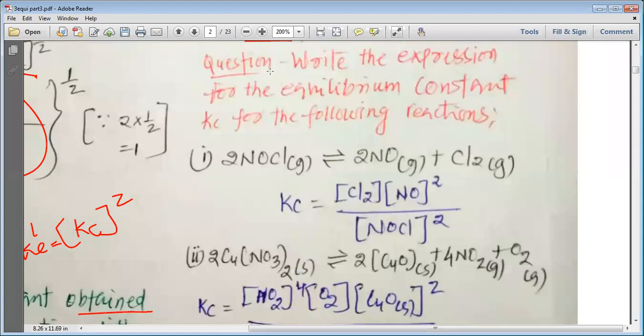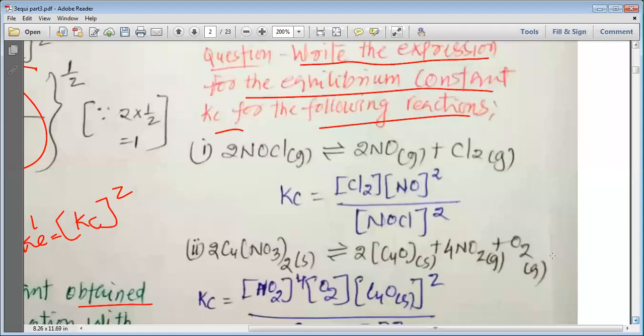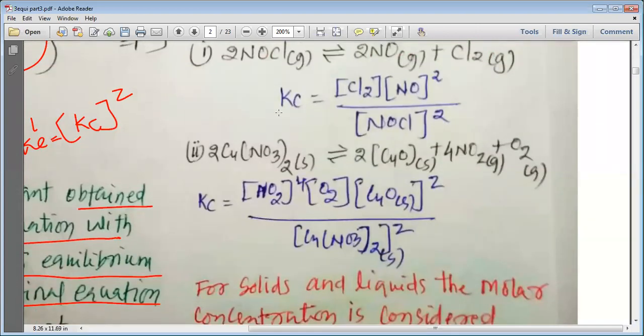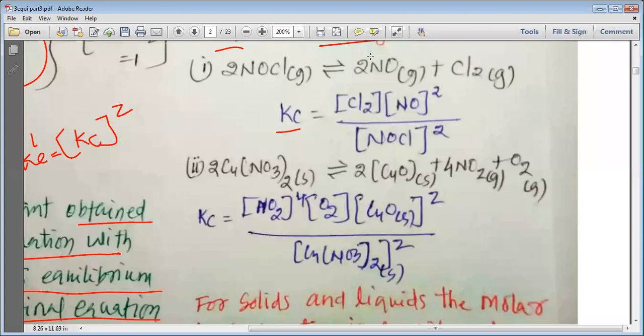Okay. Yes. Chaliye. Then let's move to the next question. Write the expression for the equilibrium constant Kc for the following reactions. Now we need to learn how to write the equilibrium constant for any reaction. When we write Kc for any reaction, first we take the products, then we write the square bracket around them. We put the stoichiometric coefficient as a power. So for this, we will write Kc is equal to the concentration of NO to the power 2, the concentration of Cl2 divided by the concentration of NOCl to the power 2, because this stoichiometric coefficient is 2.